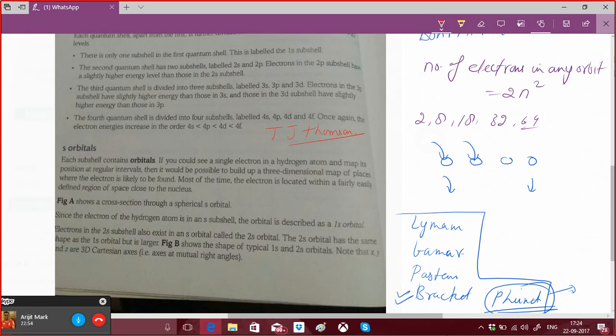Actually, when Thomson explained his atomic model, he explained that all the electrons in an atom are there to give stability to the atom. They are just like pudding, or they are just like seeds in a watermelon, okay? So do you think about that?